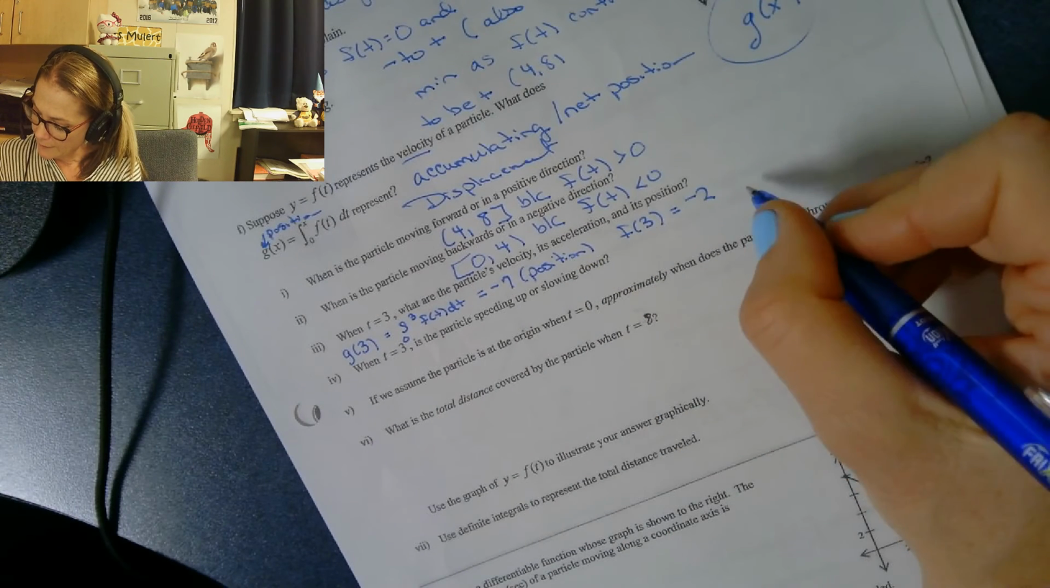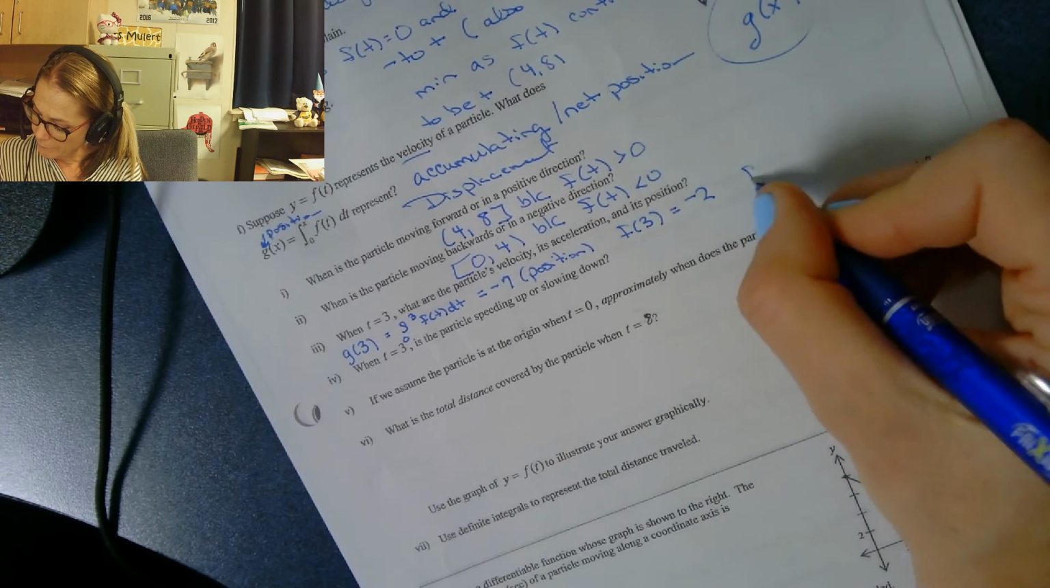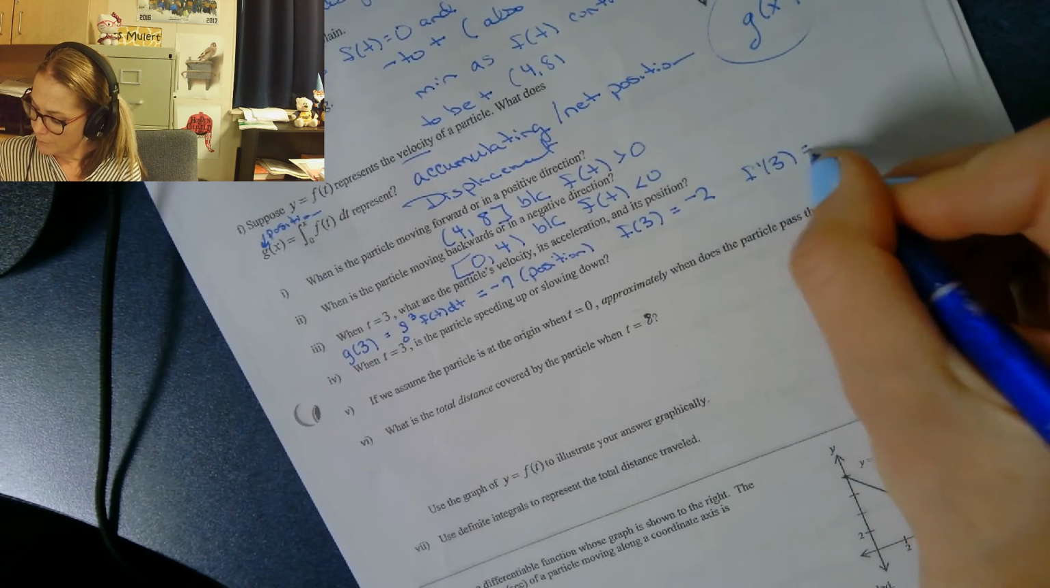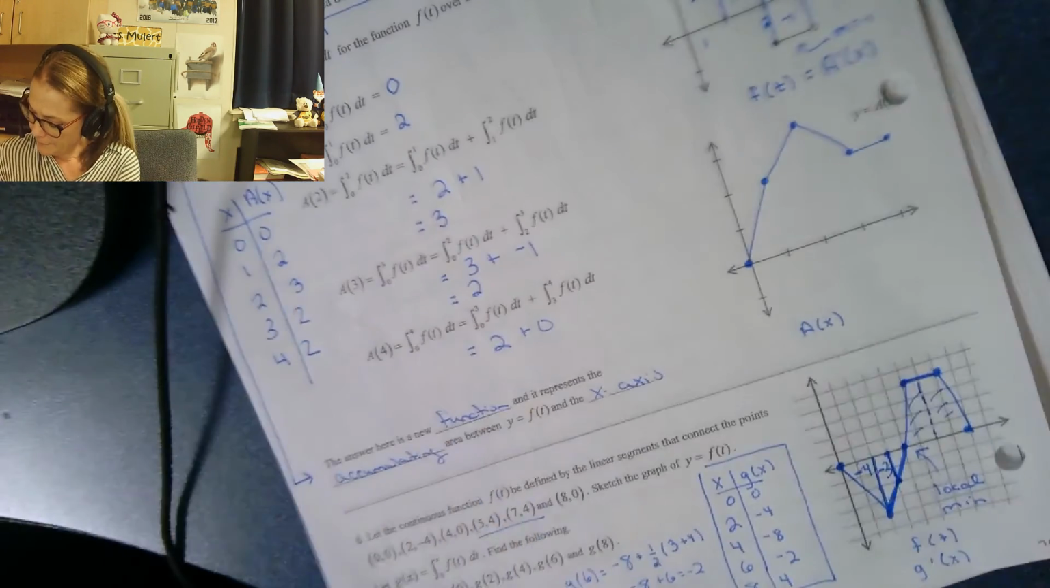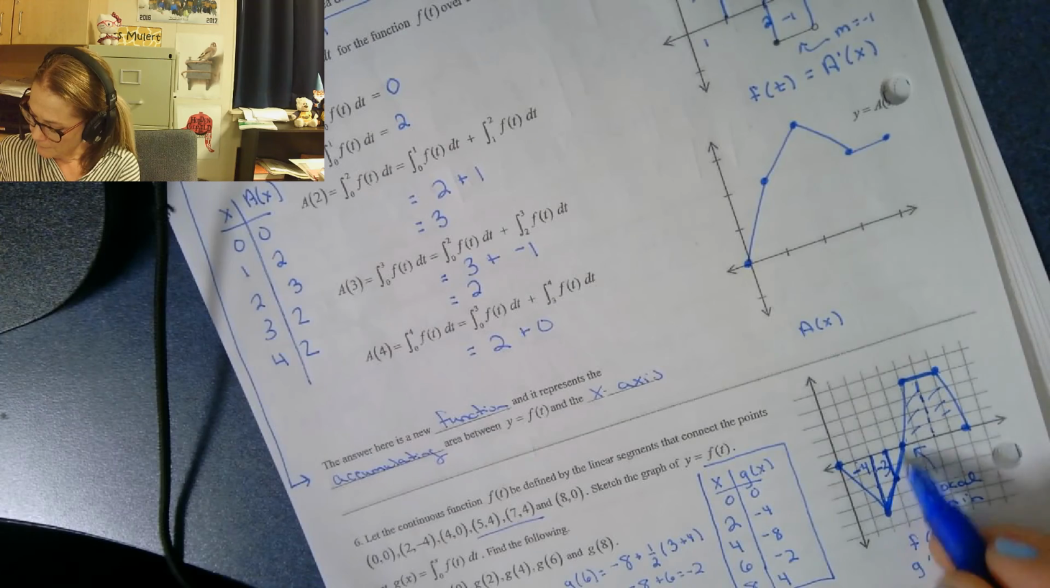And then acceleration would be f prime of 3, which is the slope at 3. And that slope at 3, we already talked about that. This little segment has a slope of 2.